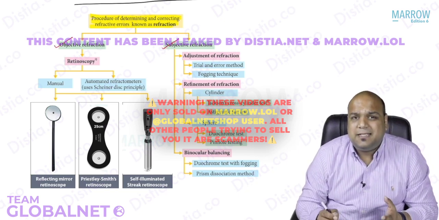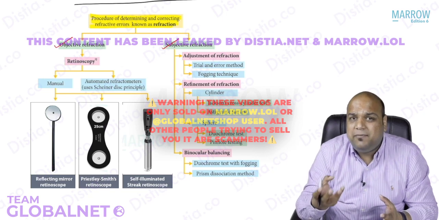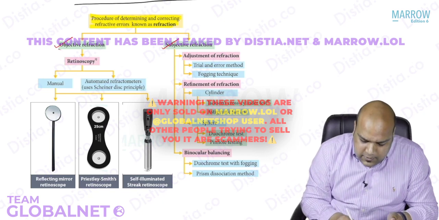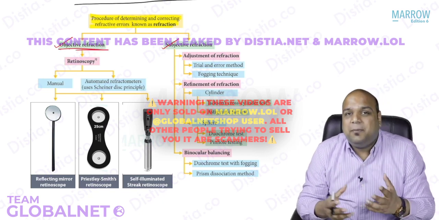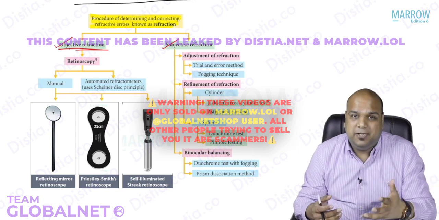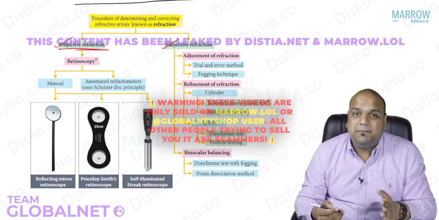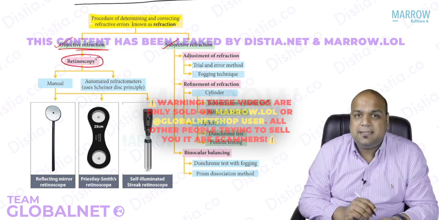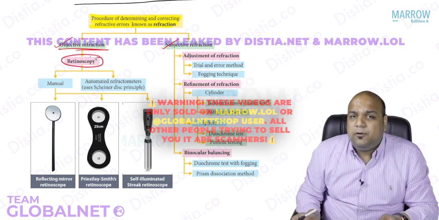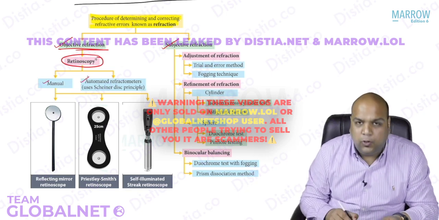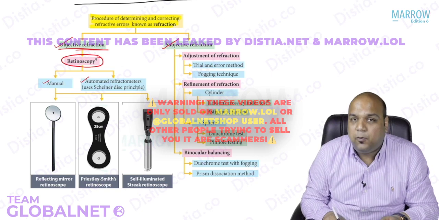As the name says, subjective means where we will be taking the input of the subject, that is the patient. But in objective refraction, the examiner is doing everything. We are not asking for any input from the patient. That is the first step we do, objective refraction. Objective refraction is known as retinoscopy. Retinoscopy can be done in two ways, manually or through automated machines, automated refractometers.